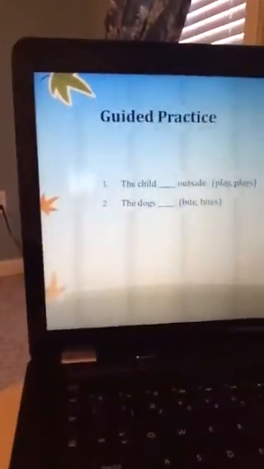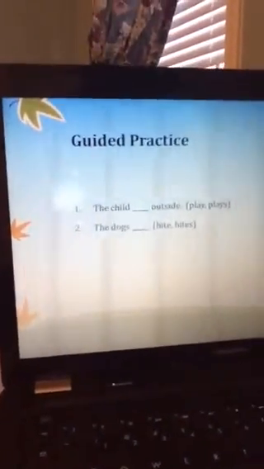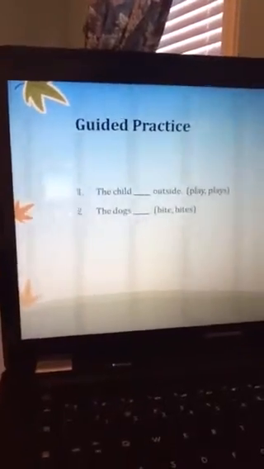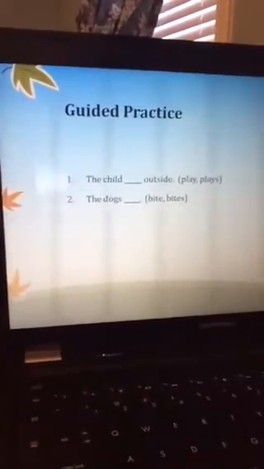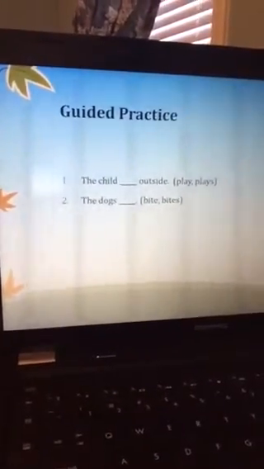So let's have a little bit more practice with this. Let's do about 3 questions. I'll do one, and then we'll do the second one together, and then the third one I'll let you try on your own. Look at number 1 here. It says, the child blank outside. So we get a verb choice of the word play or plays.